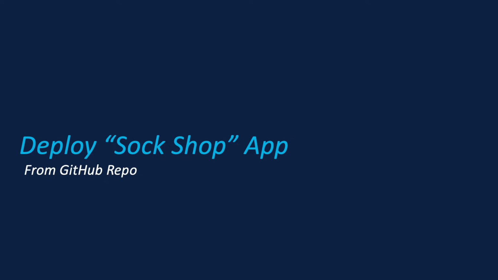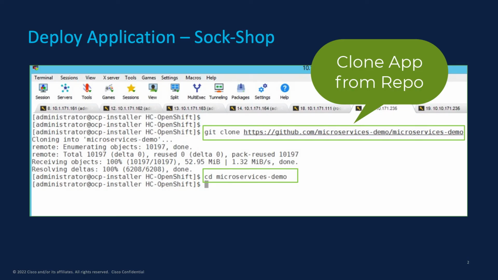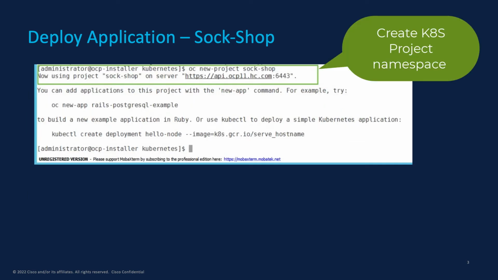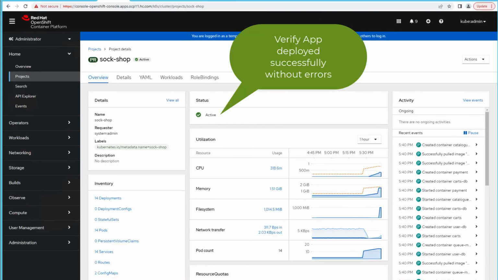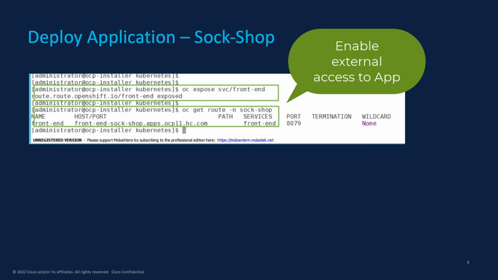For this demo, we will use the SockShop app. The SockShop app is maintained in a GitHub repo. We will first clone that app from the repo. We will then create a namespace for this app and use the YAML file to deploy this application in that namespace. Once the SockShop app is deployed, we can then go to the cluster and verify that the app was deployed successfully. We will then need to enable external access to the app so that users can access it.